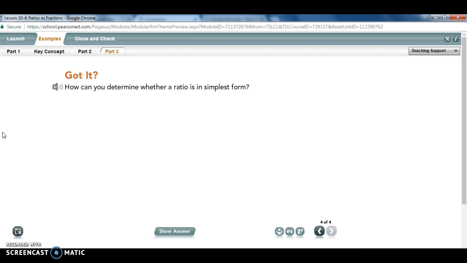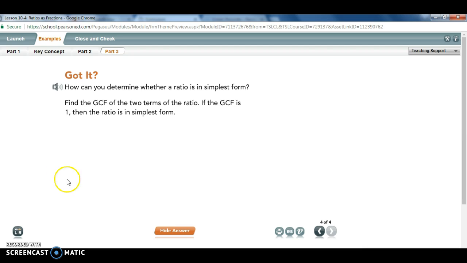How can you determine whether a ratio is in simplest form? This is the last got it problem, and I just want you to type out what you think. So one way to do it is to find the greatest common factor of the 2 terms that are in your ratio. And if the greatest common factor is 1, then it's already in simplest form. If you had some sort of answer that could also work, I'll be checking them just to make sure that you're on the right page as soon as you submit them into Edpuzzle.